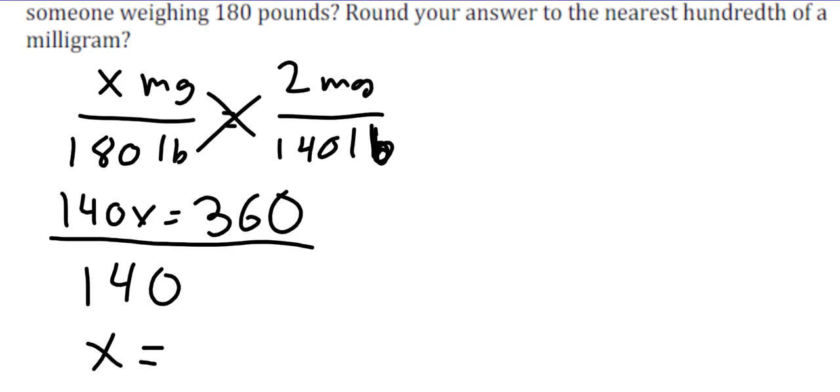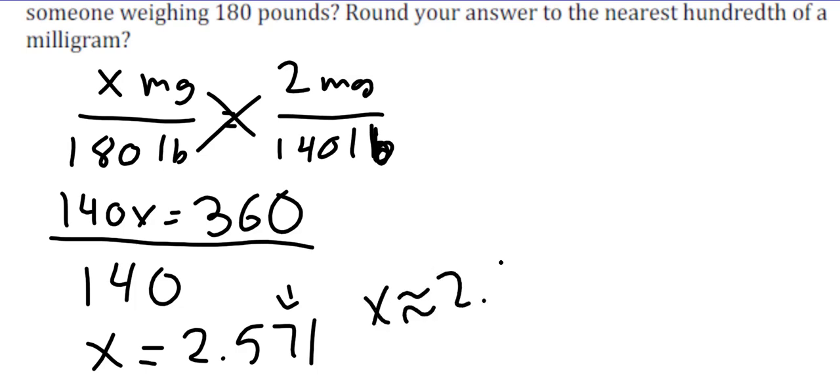So it looks like about 2.571, and so on, right? It wants us to round to the nearest hundredth. So let's go to the hundredth, that's the 7. Since there's a 1 behind the 7, we're just going to keep it at 2.57. So x is approximately 2.57 milligrams. That's how much this person should be taking of this drug.